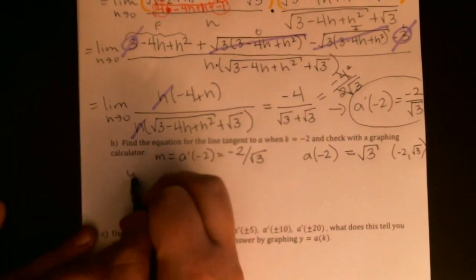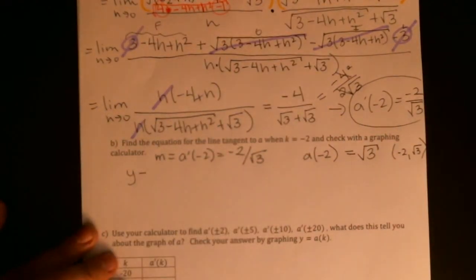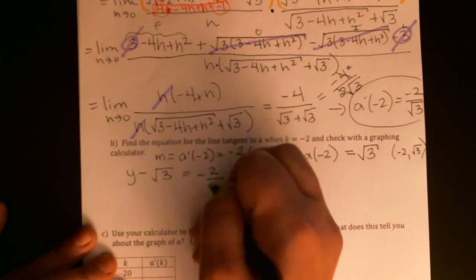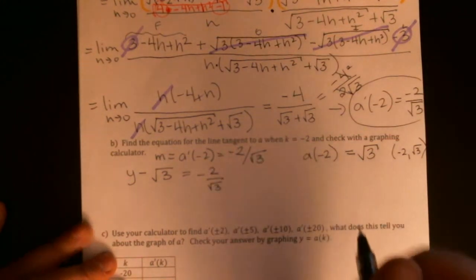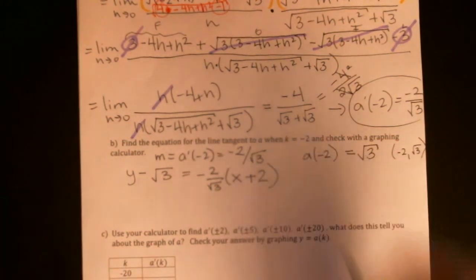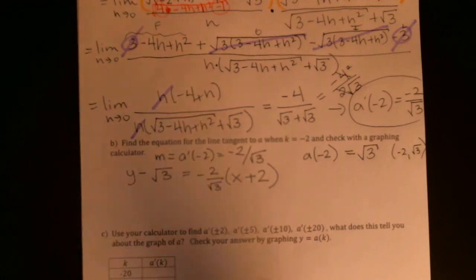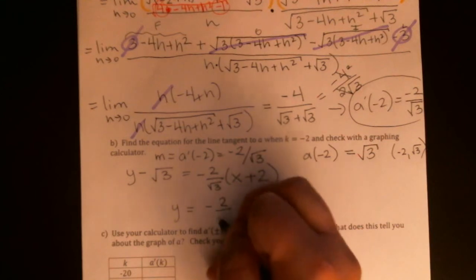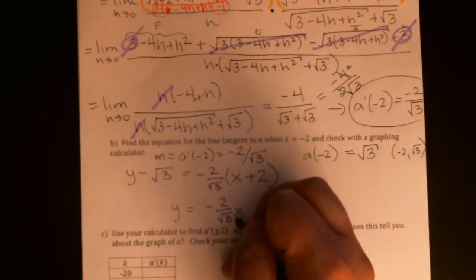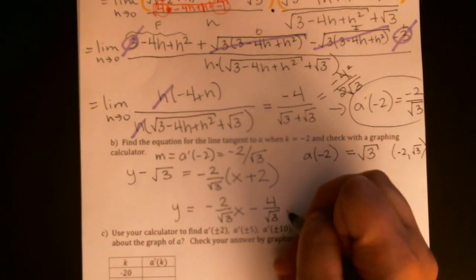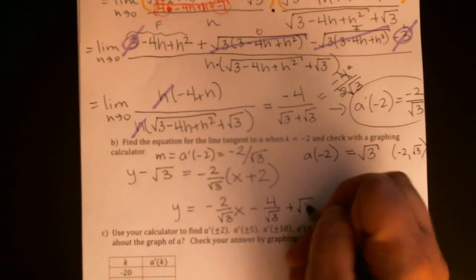Okay, and then we'll go for a slope-intercept form, or a point-slope form even. Y minus our y value, which is root 3, equals m, negative 2 over root 3, times x minus our x value, which is negative 2, so that'll become a plus 2. Okay, so this is a little messy, but that's okay. I get negative 2 over root 3 times x minus 4 over root 3 plus root 3.